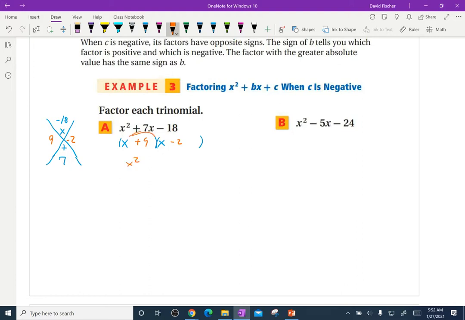Check our work. And I get x squared plus 7x minus 18, just like I needed up there. Perfect.